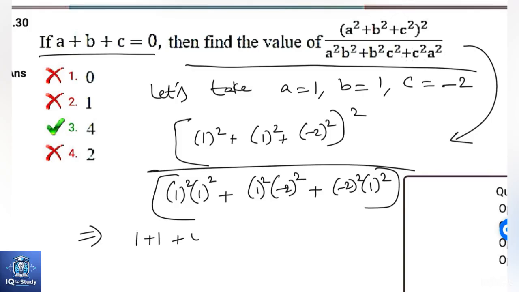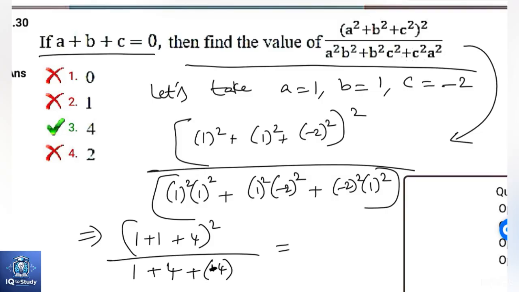1 plus 4 whole square divided by 1 plus 4 plus 4, that is equal to 6 square by 9, which is 36 by 9, that is equal to 4.